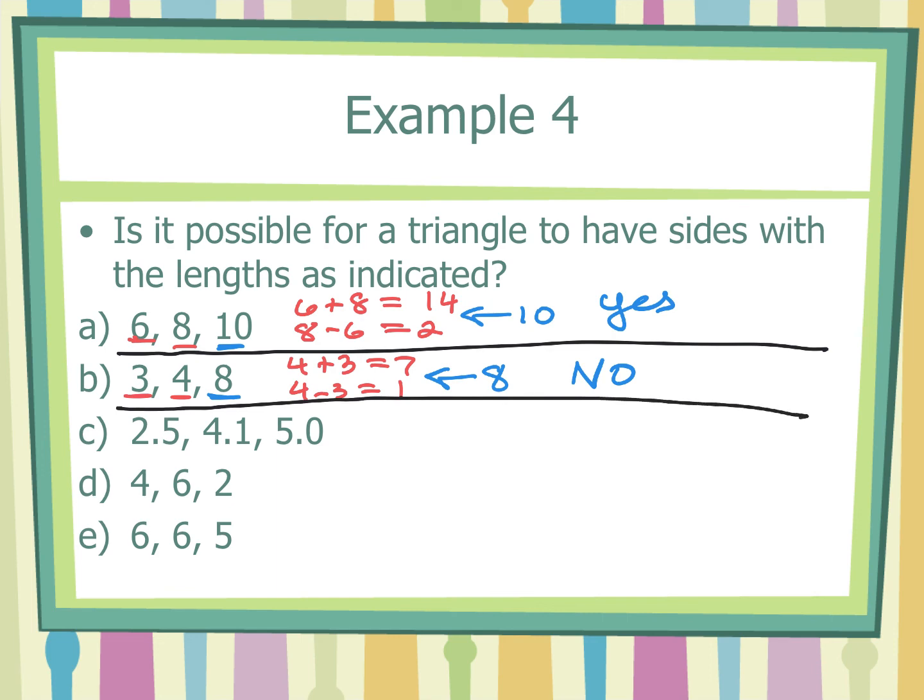I'm going to do the next ones. Again, take the two smaller numbers. If they're not presented least to greatest, look for them. Look through the three numbers and find the two smaller ones. So I'm going to add 2.5 and 4.1. I'm also going to subtract them. So the sum is going to be 6.6, and the difference is going to be 1.6. Because 5.0 is in between 1.6 and 6.6, this answer is yes.